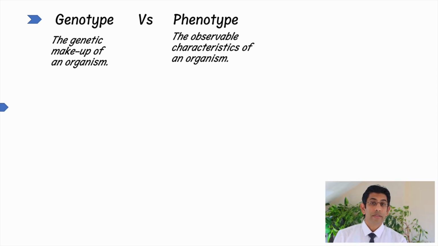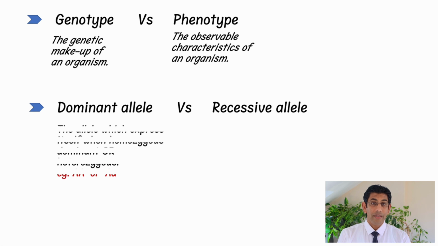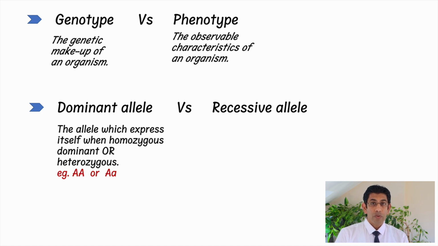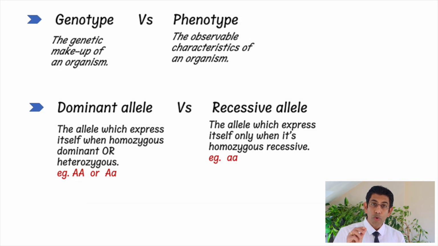The next, the dominant allele and the recessive allele. What is a dominant allele? It's an allele which expresses its character when it's homozygous dominant or heterozygous. We normally represent the dominant allele in uppercase letters. The recessive allele can only express its character when it is homozygous recessive. Recessive alleles are represented by lowercase letters.